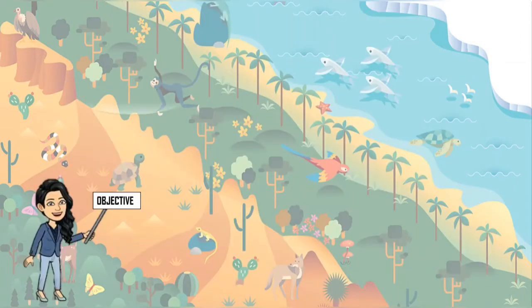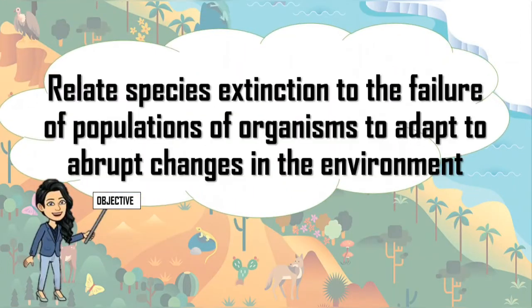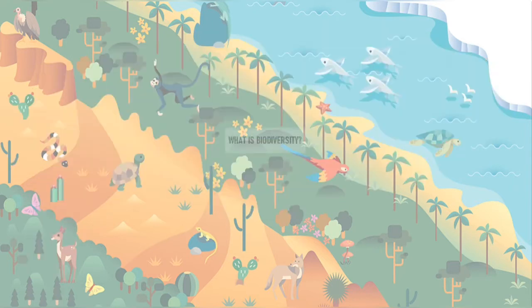This week's objective relates species extinction to the failure of populations of organisms to adapt to abrupt changes in the environment.